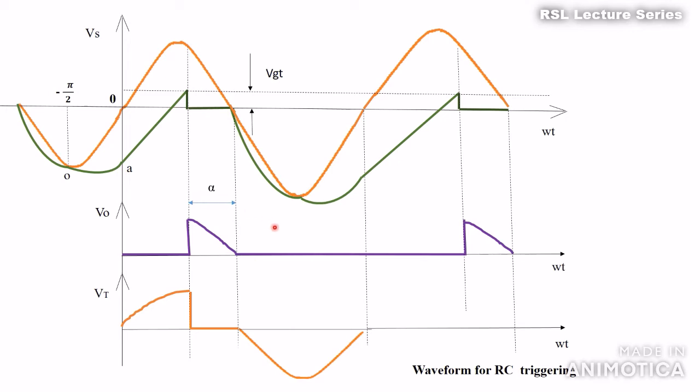Now we'll see the voltage across the SCR. During this period, the SCR is not conducting. It will act as an open switch, so the supply voltage will appear across the SCR. Once the SCR starts conducting during this interval, the voltage across the SCR will be 0. Again during the negative half cycle of the supply voltage, the SCR will be reverse biased and the reverse voltage of the supply will appear across the SCR.